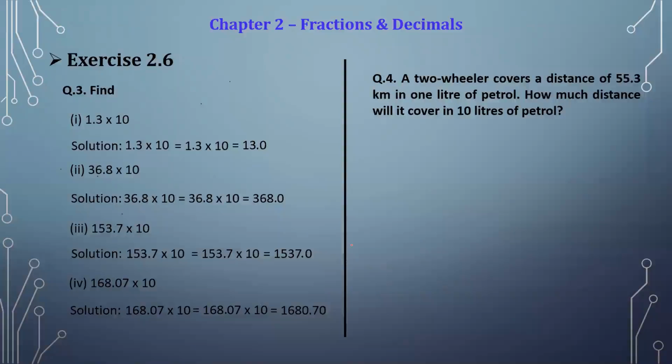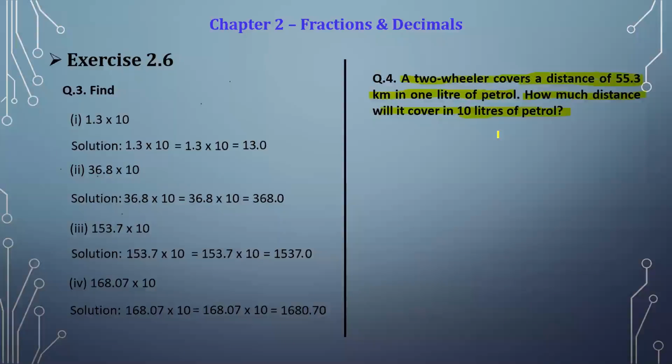Same type of example is there as in question number 3, sub questions 1, 2, 3, 4. Only it is given in words, like we have considered in question number 2. So in the same manner here the word example is given. You have to read the conditions. A two-wheeler covers a distance of 55.3 kilometers in 1 liter of petrol. How much distance will it cover in 10 liters of petrol?